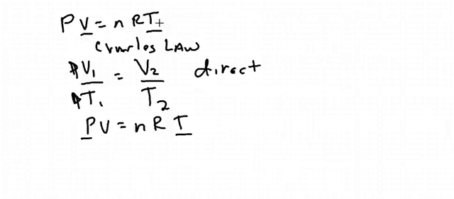Because look, in order to move this T on the same side as the P, I want to move it on the same side as the P. How do I move this T over to this side of the equal sign? Divide. So you get, doesn't that relationship look just like the one above it?